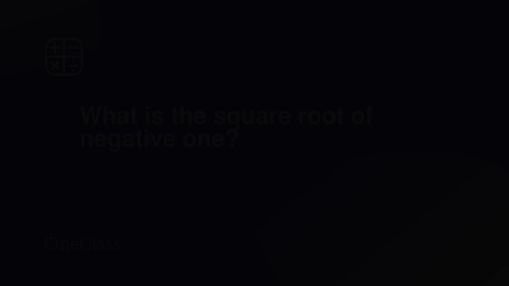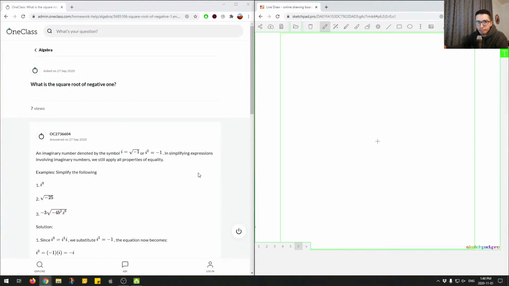And we'll move on to the next question. Okay, so question number 6. Okay, what is the square root of -1? So, square root of -1.